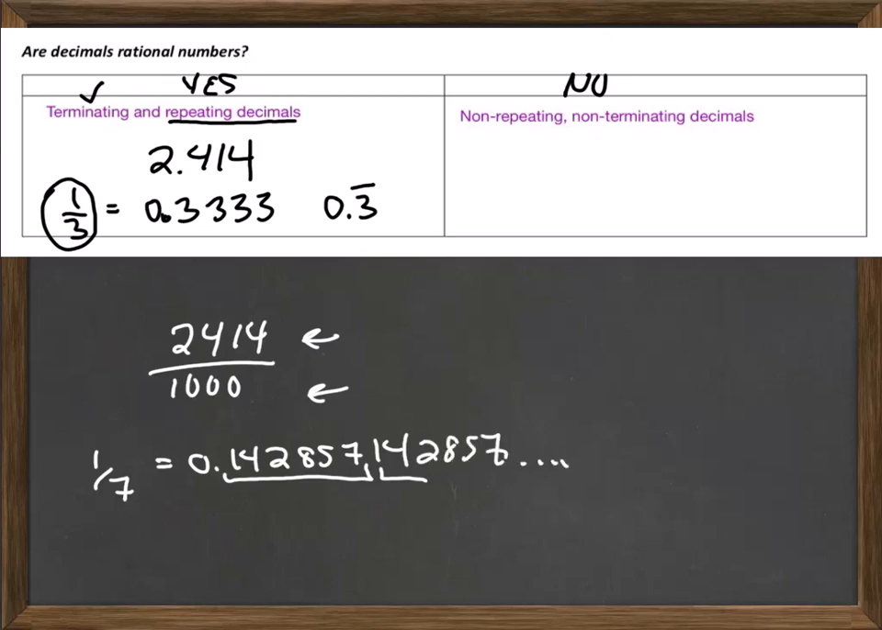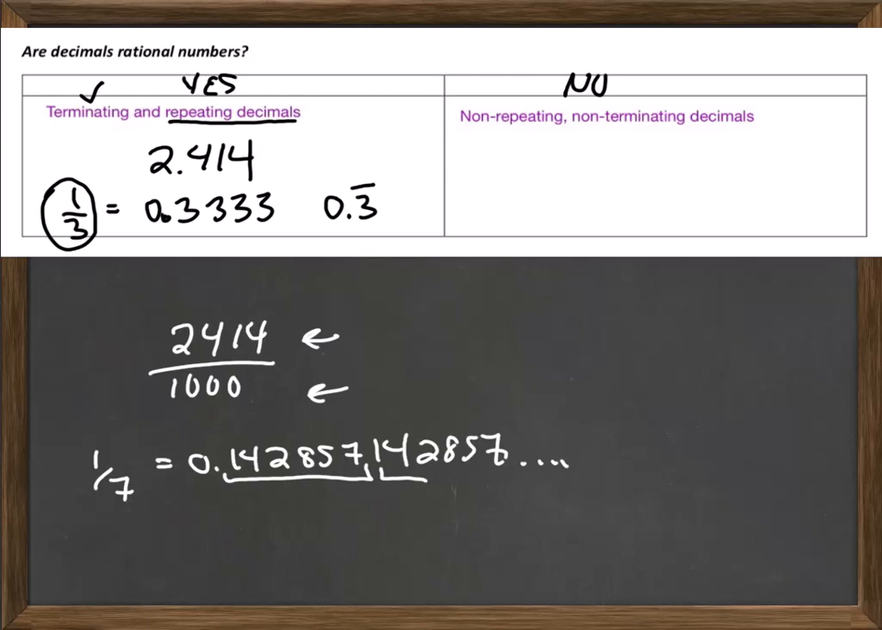142857. Okay, so again, as long as you can find a pattern there, and that's what we mean by repeating, that there's a pattern. It doesn't have to be the same number. It could be a series of numbers that repeat over and over and over again. That means that you're actually working with a rational number.